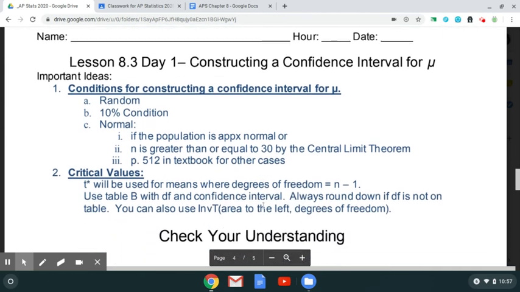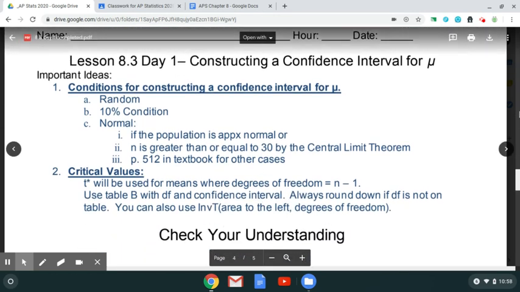So to recap, what we have talked about is the conditions for constructing a confidence interval for mu. The random condition, the 10% condition, and the normal condition have to be met. Remember, random, so we can generalize, 10% condition, so we can use the standard deviation formula because independence will be met, then the normal condition.